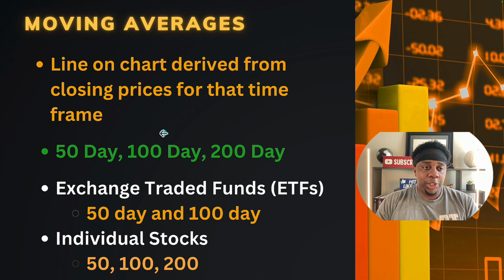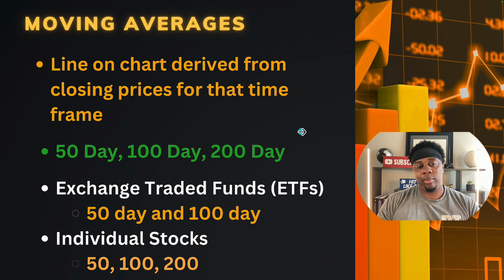One of my favorite things to use here are moving averages. Essentially, a moving average is a line on the chart derived from closing prices from the selected time frame. So for example, if you select the 50-day moving average, over the past 50 days you get all the close prices, and then an average is taken, and you'll see this line printed on the chart. Same thing for the 100 and the 200 day.